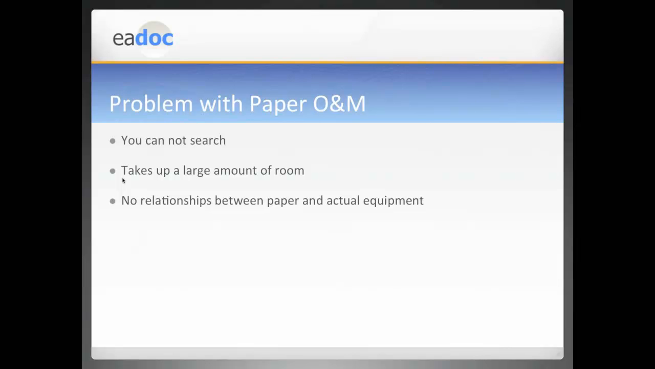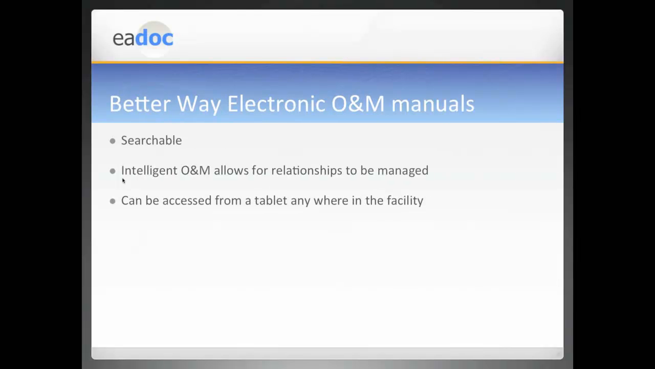So with electronic O&Ms, the better way is now it's searchable. The maintenance guy can do keyword searches. He can be browsing the information at his desk instead of digging through boxes. You're going to have intelligent O&Ms, which Ron Perkins is going to talk about a little more later in the presentation, where it allows for relationships to be managed. So I could look up a major material and I can see my warranties, my test reports, everything relevant to it. It can even be accessed from a tablet in the field.